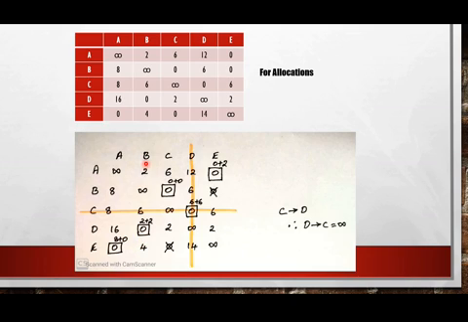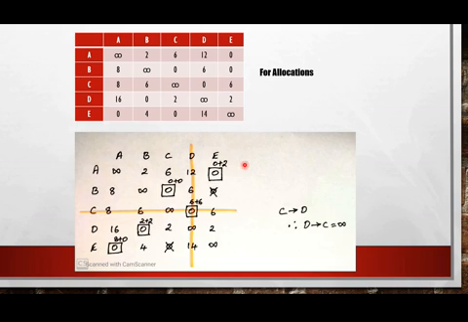Now coming to this, in the column minimum is 2, in the row minimum is 2. So the penalty is 2 plus 2. Coming to this allocation, in this column I have a 0, in this row also I have a 0. So 0 plus 0 is the penalty. Now coming to this allocation, in the column 6 is the minimum, in the row also 6 is the minimum. So 6 plus 6, 12 is the penalty. Now coming to this allocation, 0 in the column and 2 in the row are the minimums. So 0 plus 2 is the penalty.